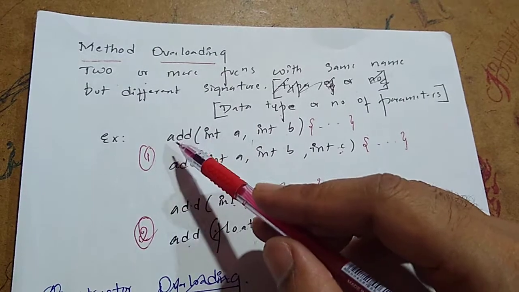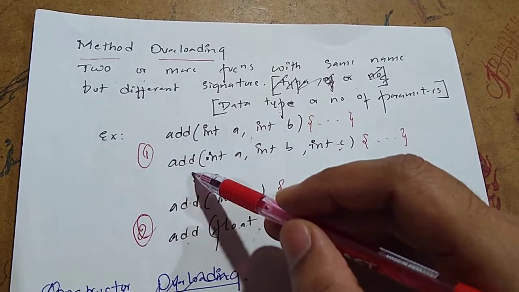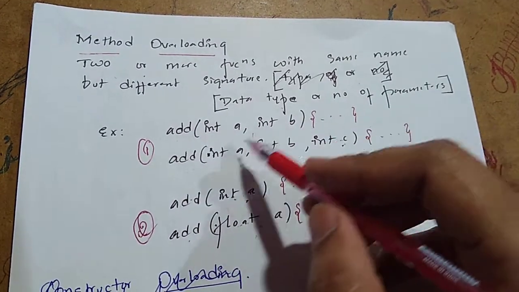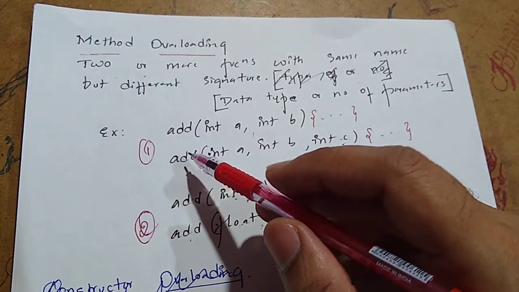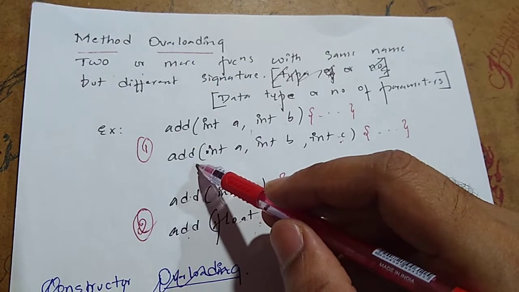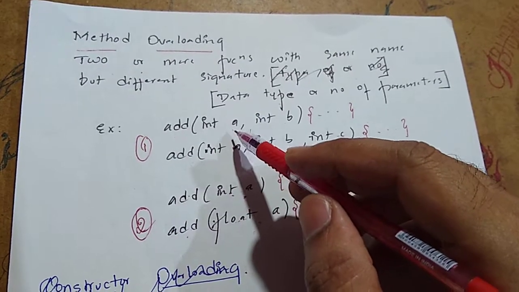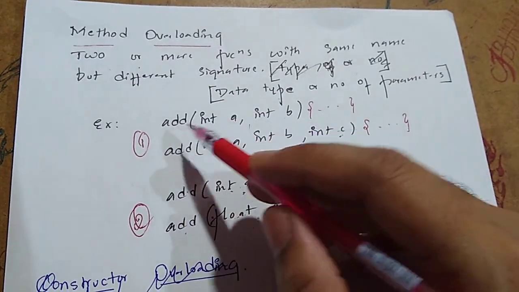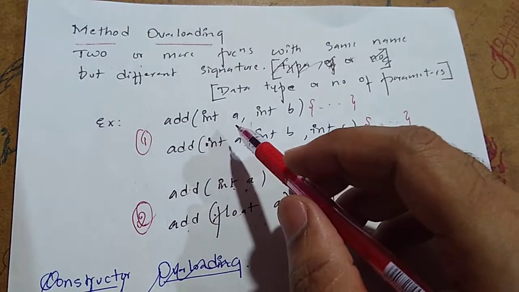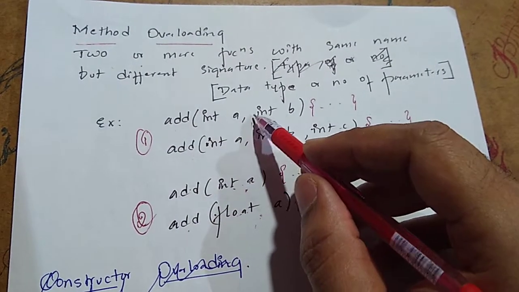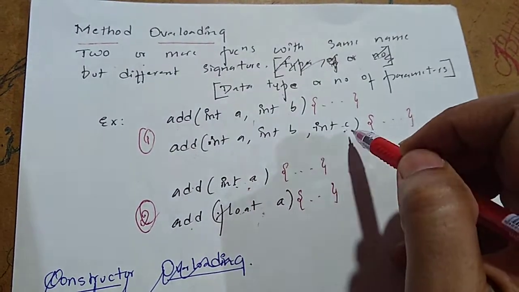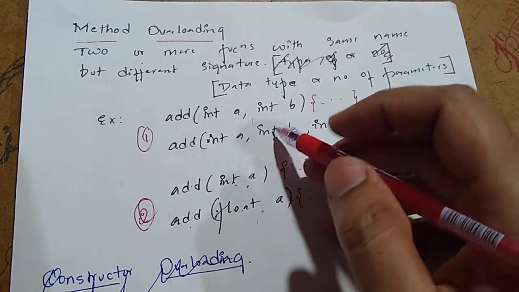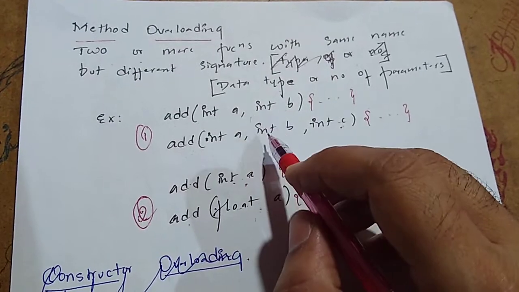So consider this example. You have two methods, one with two parameters and one with three parameters, but the name is the same. We call this method overloading. How is the compiler going to differentiate? If you call the add function and send two integer values, this will be executed. If you call the add function and send three integer values, this will be executed. Here the number of parameters is different.